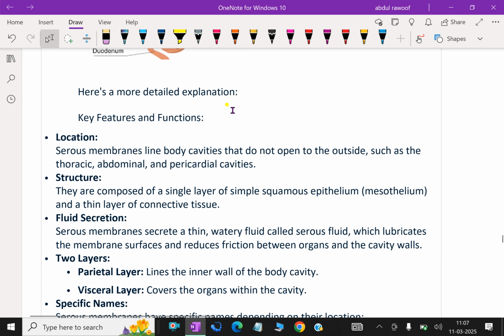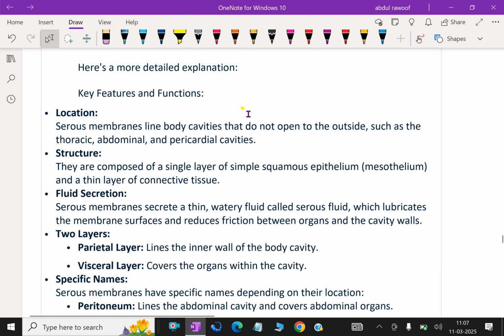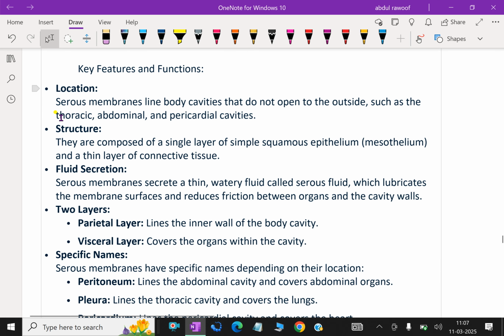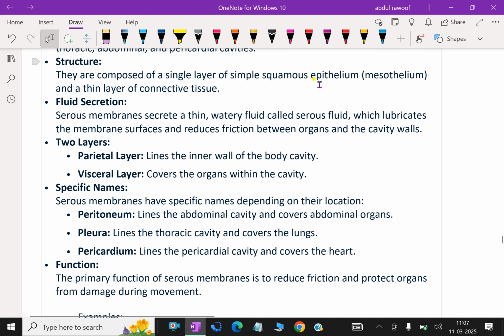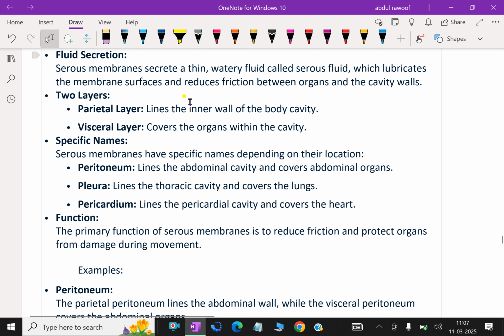Here is a more detailed explanation. Key features and functions. Location: serous membranes line body cavities that do not open to the outside, such as the thoracic, abdominal, and pericardial cavities. Structure: they are composed of a single layer of simple squamous epithelium, mesothelium, and then a layer of connective tissues. Fluid secretion. Serous membranes secrete a thin, watery fluid called serous fluid, which lubricates the membrane surfaces and reduces friction between organs and the cavity walls.